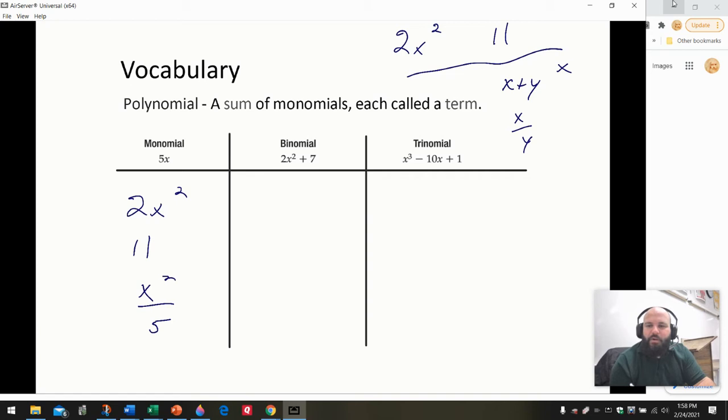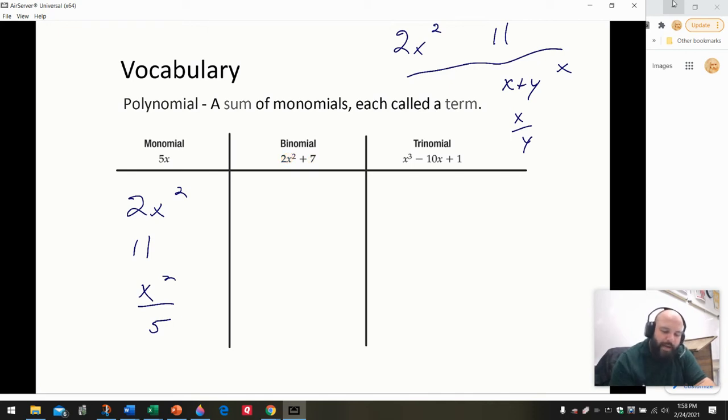Now, when we get into what is called a binomial, as in like a bicycle has two wheels, you're going to have two separate terms. There's, in this case, a 2x squared and then a plus 7. Notice the terms are separated by a plus, and that's kind of your indicator as to how many terms you have: it's going to be how many pluses or minuses that you have. So since we have one plus, it creates two different terms, 2x squared and then a 7. And so that would be called a binomial.